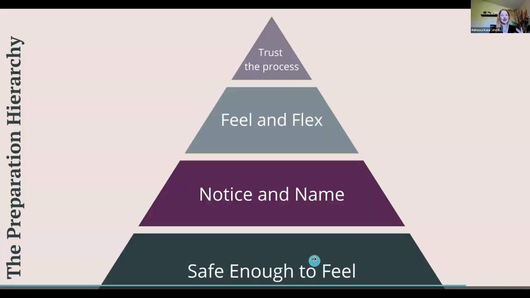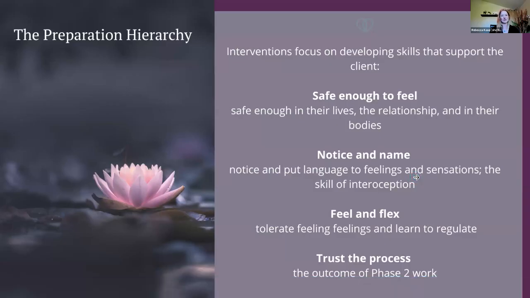So you can use this hierarchy to help organize and guide your interventions. So again, here's that order flipped around. So safe enough to feel, safe enough in their life, in the relationship with you and in their bodies. The ability to notice and name, which is the ability to notice and put language to feelings and sensations. This is the skill of interoception. The ability to feel and flex, which is the ability to tolerate feelings, feeling feelings and learning to regulate them.